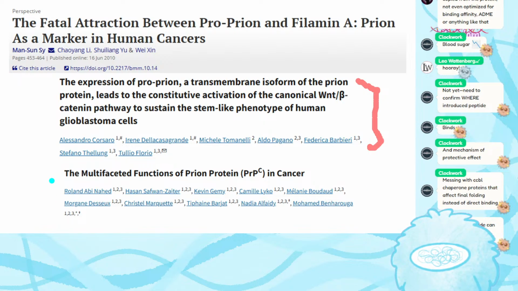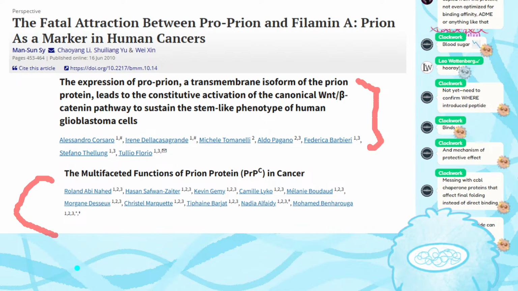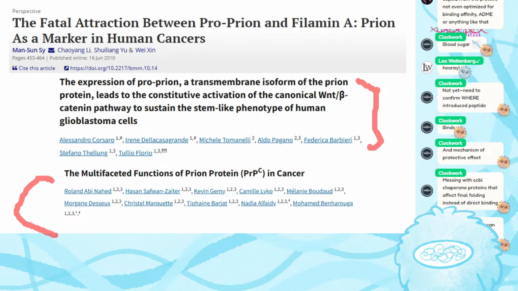And then, of course, this is a big review of all the different ways that the prion protein can function in different types of cancer. So if you are curious and you want to learn more, feel free to join the Discord, first of all, but also you can go ahead and just Google these titles. I forgot to put them in the description, but you have the names up here. And yeah, I think that is my last slide. Yeah, that is in fact my last slide.